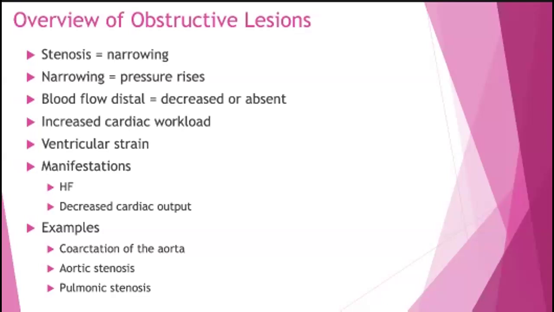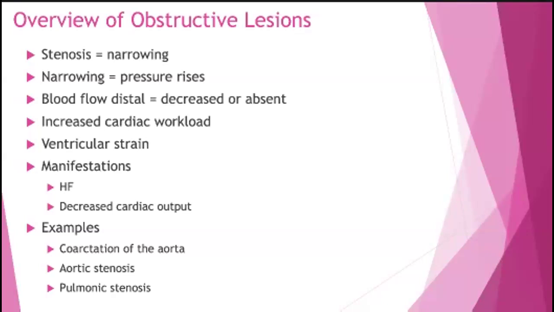Our common types are coarctation of the aorta, which is a narrowing in the aortic arch, aortic stenosis, which is a narrowing of the aortic valve, and pulmonic stenosis, which is a narrowing of the pulmonary valve or artery. Clinical manifestations. Overall, you're going to see heart failure, which is the pump failure, and a decrease in cardiac output, and we'll discuss these with each disorder.